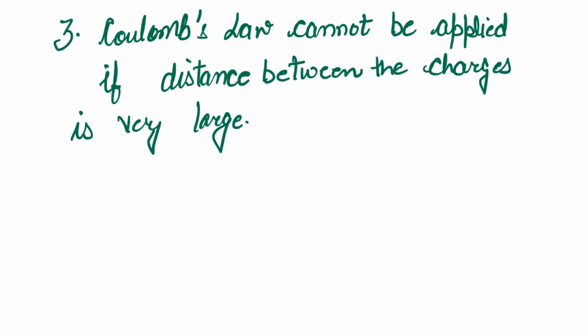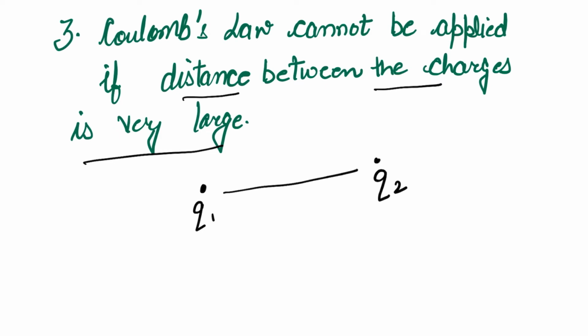The third limitation is that Coulomb's law cannot be applied if the distance between the charges is very large. Let us see that if you have two charges Q1 and Q2, they are placed at a certain distance and the distance is in centimeters. Then you can apply Coulomb's law to calculate the total force between the charges.